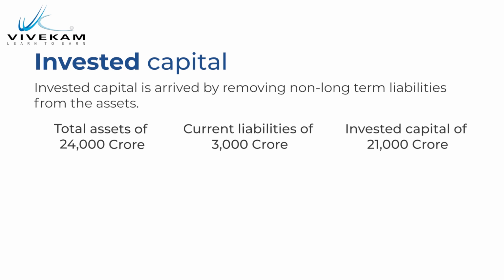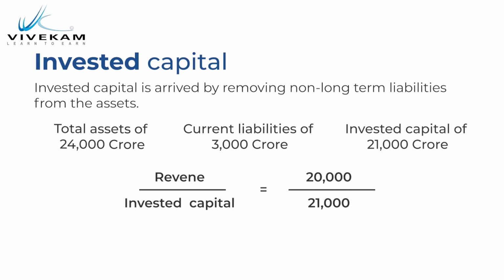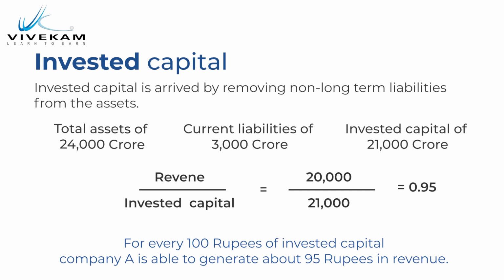The ratio is defined as revenue divided by the invested capital. So we get 20,000 divided by 21,000, which is 0.95. That means for every 100 rupees of invested capital, company A is able to generate about rupees 95 in revenue.